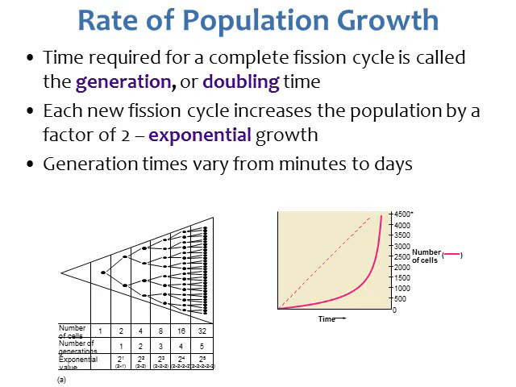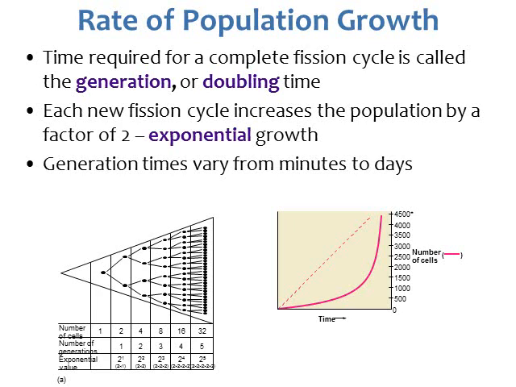With that binary fission process, we can actually calculate the rate of population growth. We look at the time required for a complete binary fission cycle, which is called a generation cycle or a doubling time. And this population growth rate is actually exponential growth. So each new binary fission cycle, the population is going to grow by a factor of 2, and that's a type of exponential growth. So a little bit of math coming in here, sorry.